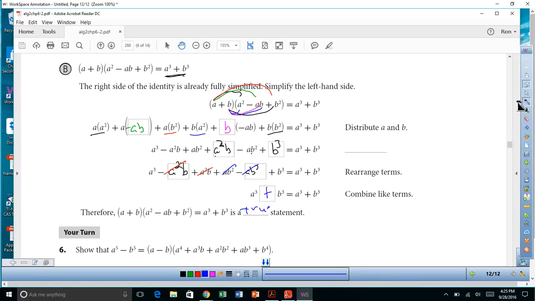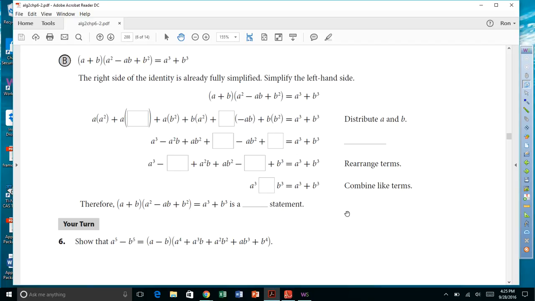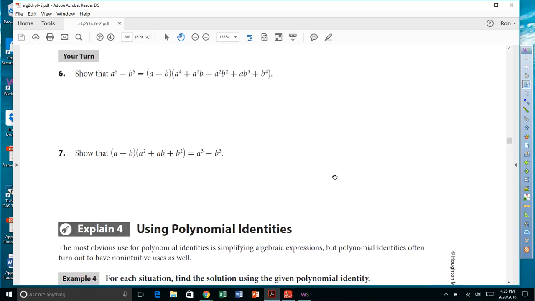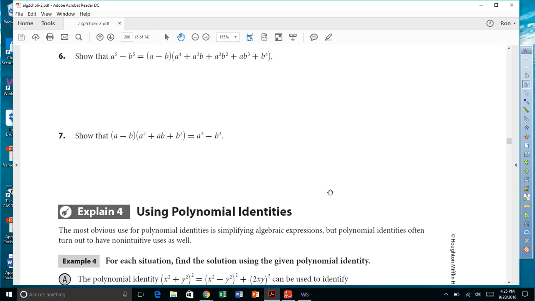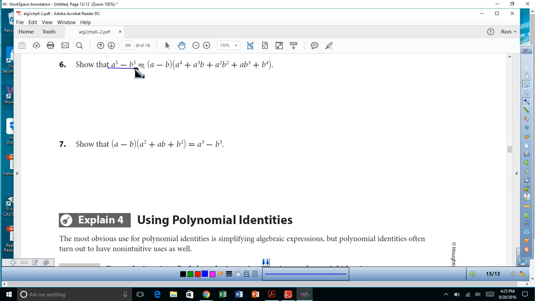Number six, your turn. Show that a to the fifth minus b to the fifth equals a minus b times a to the fourth plus a cubed b plus a squared b squared plus ab to the third plus b to the fourth. So we're going to show. Now, if you'll notice this time, the left side is fully simplified. We just got to do the multiplication here and then simplify.